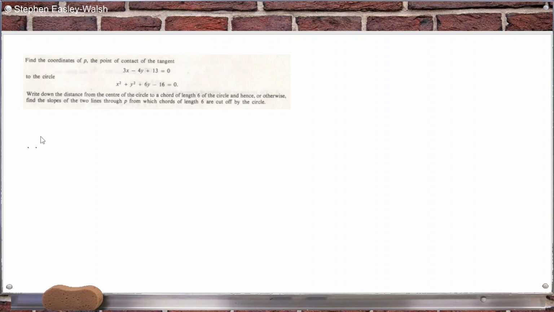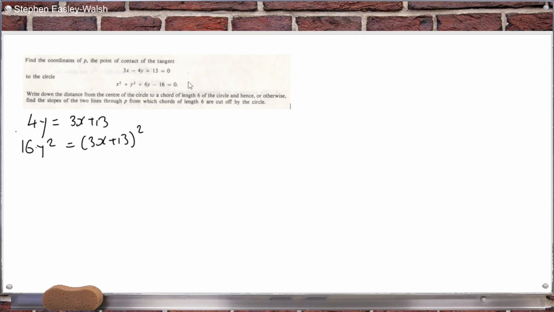Okay, let's have a look at this question here. So it's basically where do the two meet? I think the minus here is really tempting me to say 4y equals 3x plus 13, which means 16y squared, if I square both sides, equals (3x plus 13) squared.